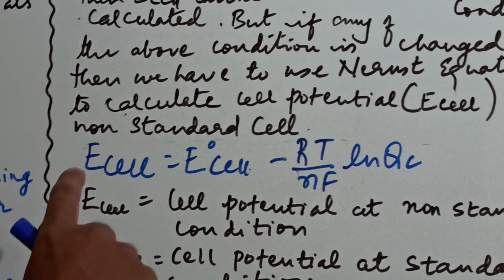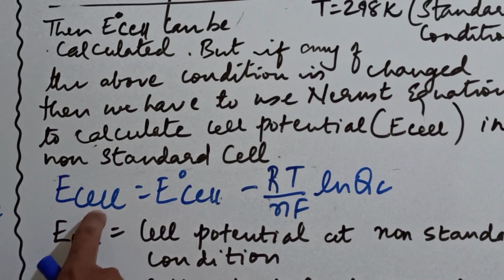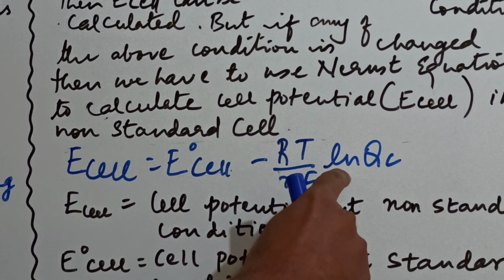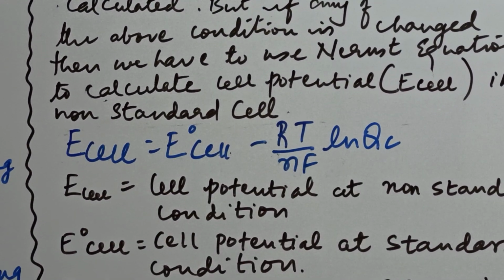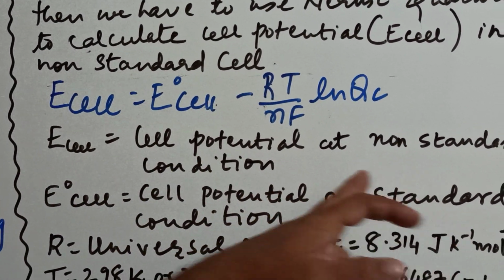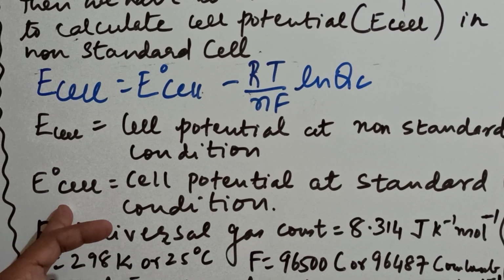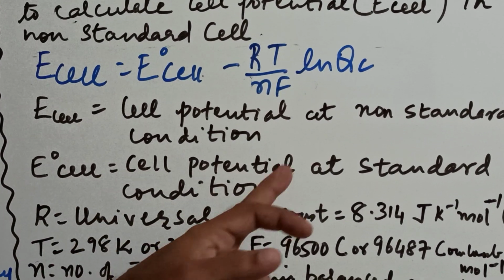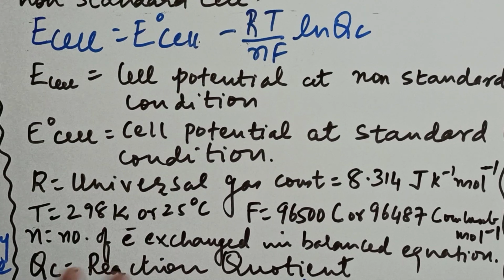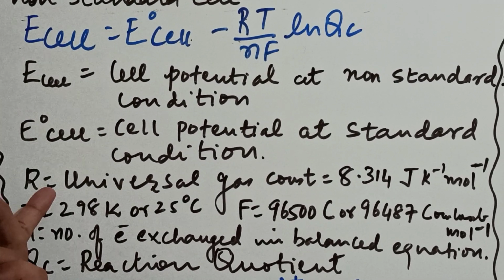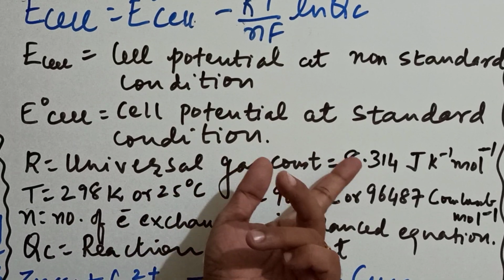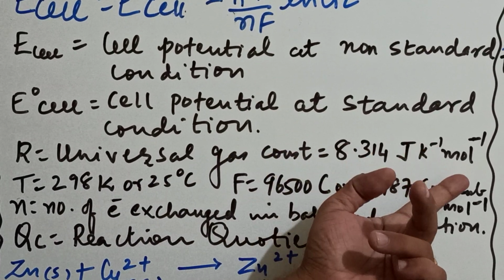The equation is given: E cell is equal to E degree cell minus RT by nF natural log of Qc. What is E cell? Cell potential at non-standard condition. What is E naught cell or E degree cell? Cell potential at standard condition. R, you know very well, you have studied in 11th standard. R is equal to the universal gas constant. The value is 8.314 joule per Kelvin per mole.